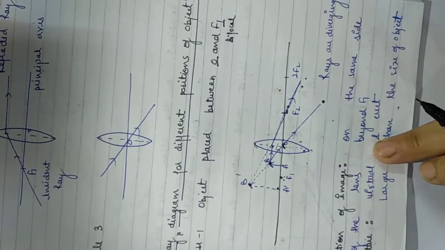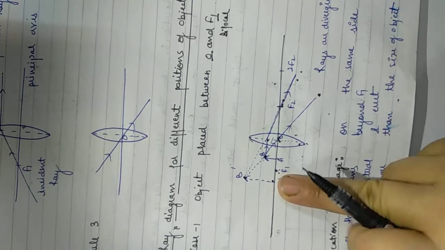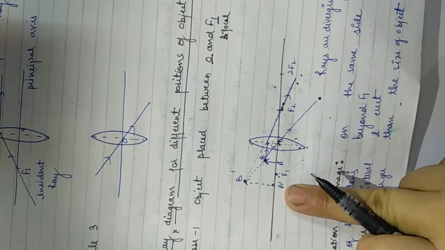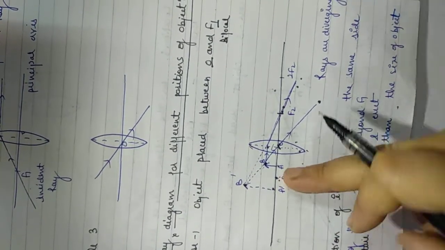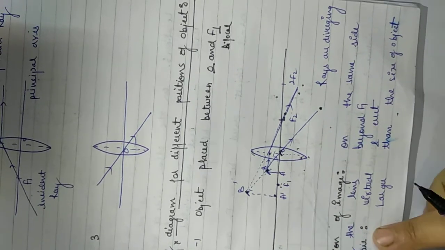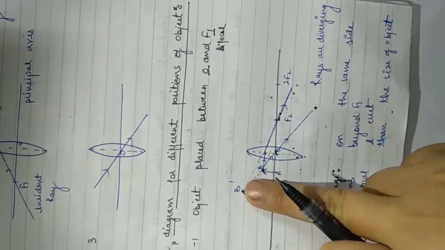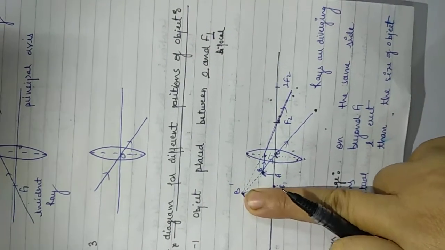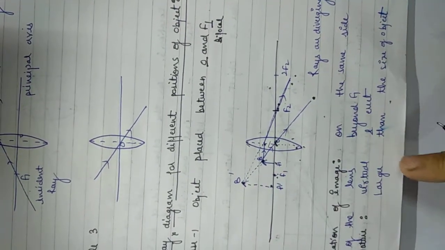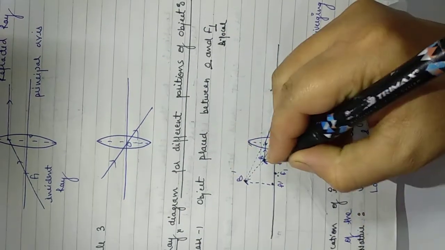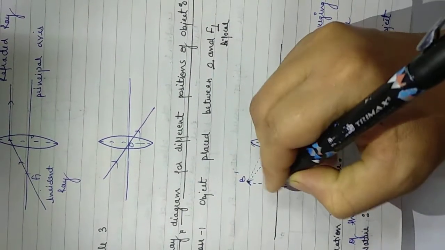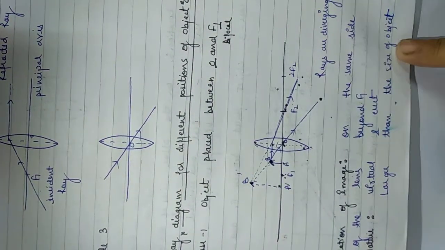So the characteristics of the image: the location is on the same side as the object, but it is beyond the focus. Second, the nature of this image is virtual and erect. You can see this meeting point is not real, it is virtual. And you can see the object size is this and the image size is this. That's why we are getting an enlarged image.